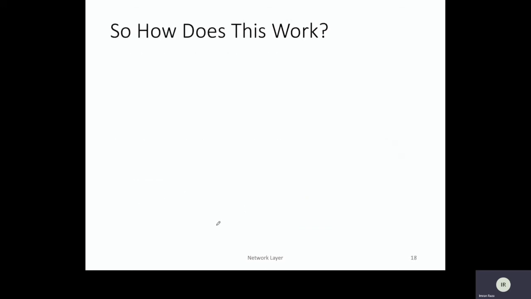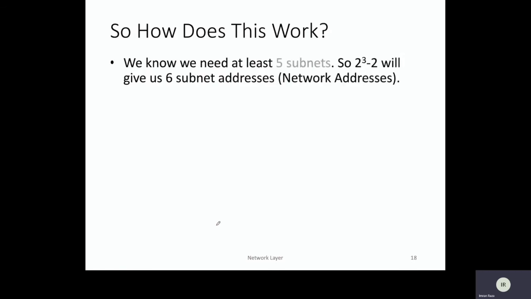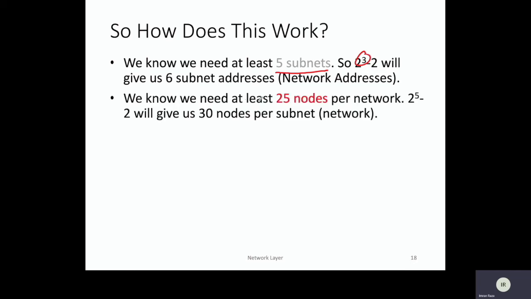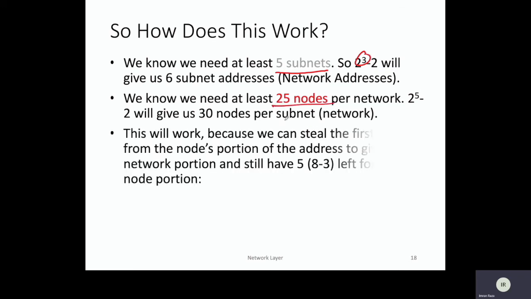So borrowing 3 bits is enough for us. Let's have a look at it again. The requirement is to divide this network into 5 subnets. We'll be borrowing 3 bits, which gives me 6 usable subnets, enough to fulfill my requirement. And how many bits are left in the host portion? Yes, 5. 2 raised to power 5 minus 2 gives me 30 nodes per subnet, and the requirement is to have 25 nodes.